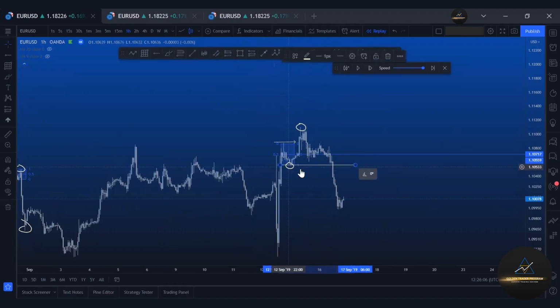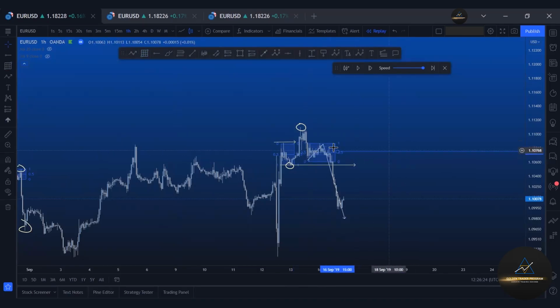So again, took out structure. What was the previous leg down that took out structure? It was literally this leg up, took out structure. So this is the most relevant banker block right there. So that's where price is likely to reverse from. This is the most relevant high. This is the most relevant low.